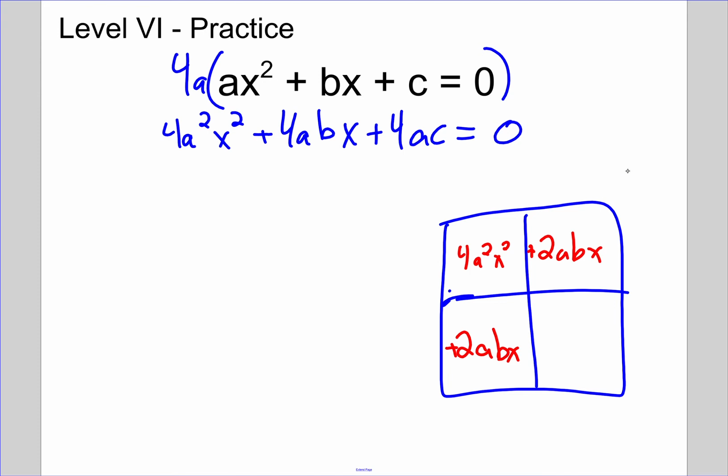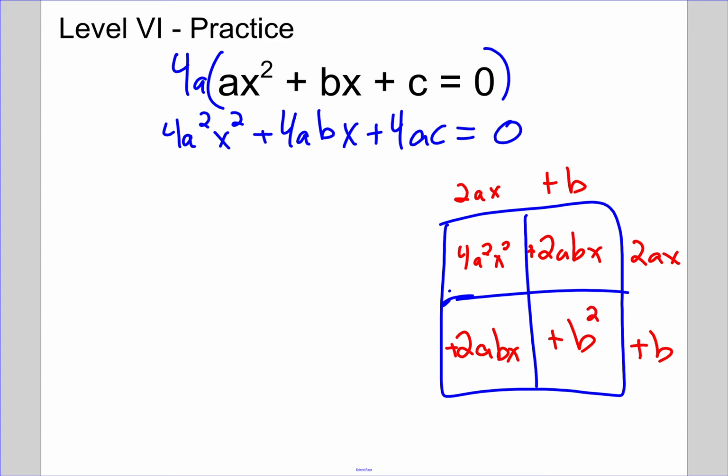Now thinking about this first term, the square root of 4 is 2, the square root of a squared is a, the square root of x squared is x. So we've got 2ax here. So 2ax times 2ax is going to give us 4a squared x squared. Now what do we have to multiply 2ax by to get 2abx? Well, what's missing is this b here. So we can add b. Now when we multiply b by b, we get b squared.